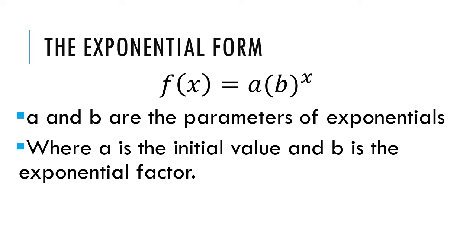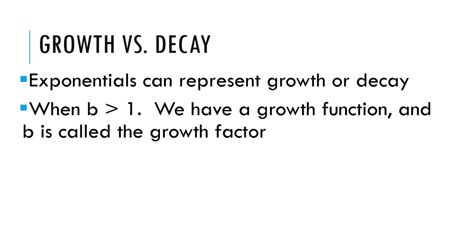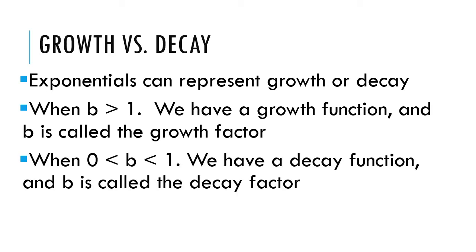Now, in this form, a and b are the parameters of exponentials and are represented by real numbers. A represents the initial value, and b is the exponential factor. Exponentials can represent growth or decay. When b, the exponential factor, is greater than 1, we have a growth function, and b is called the growth factor. When b is a value between 0 and 1, we have a decay function, and b is called a decay factor.